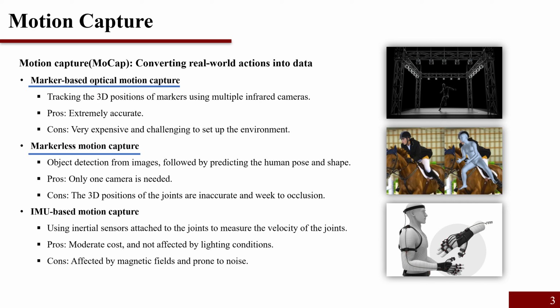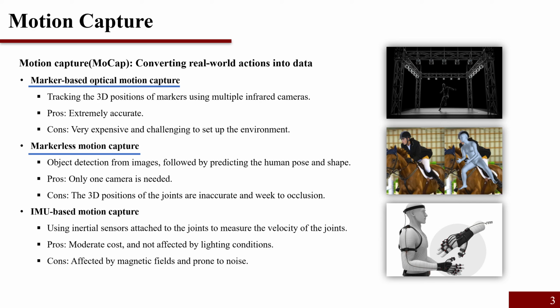Motion capture, also known as mocap, is converting real-world actions into data. It is mainly divided into three methods. One method is marker-based optical motion capture. This method involves calculating the pose by tracking the 3D positions of markers using multiple infrared cameras. Its pro is that it is extremely accurate, and its con is that it is very expensive and challenging to set up the environment.